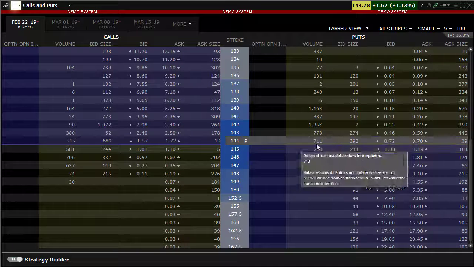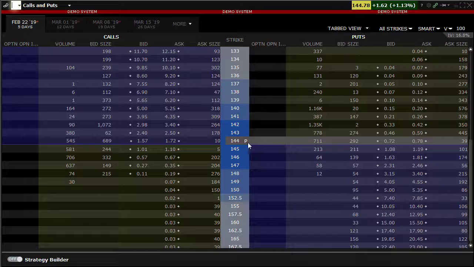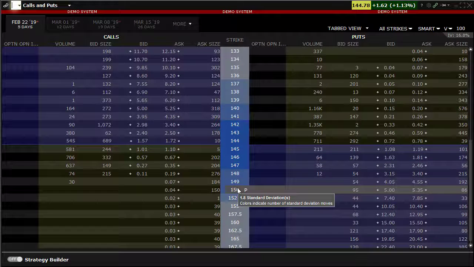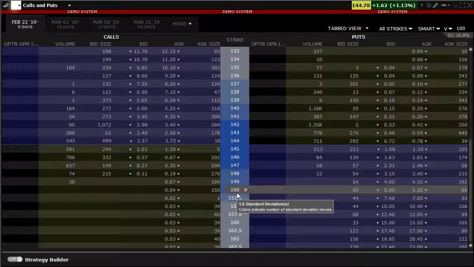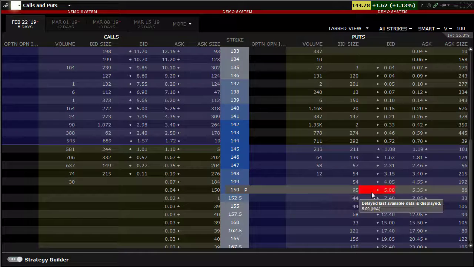Now on the put side, let's look at the 150 strikes. Now the 150 strike put is in the money. It's in the money by 150 minus 144.78. So it's about $5.22. So you'll notice that there's a bid and ask here, and you'll notice that because only 5 days left in trading, there isn't a whole lot of time premium in this put option.